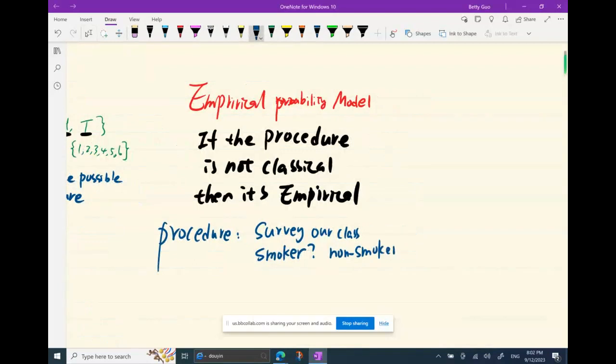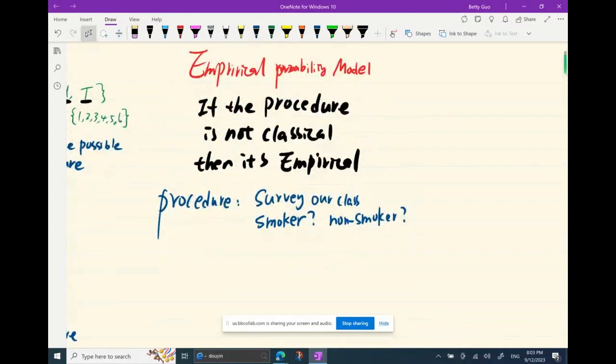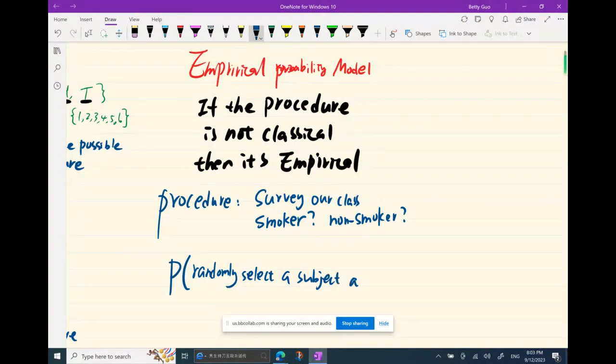Non-smoker. Yes, survey. Do you remember surveys? I ask every single one of you, right? And I record on my paper. I have my data set. So we want to find the probability of randomly selecting a subject, and the subject is a smoker. Let's consider this probability.